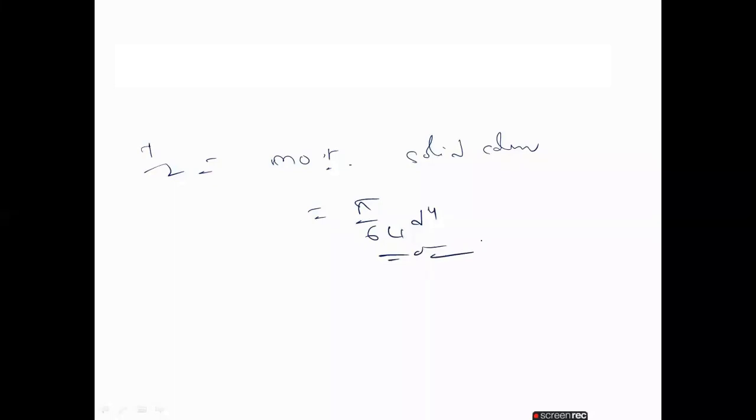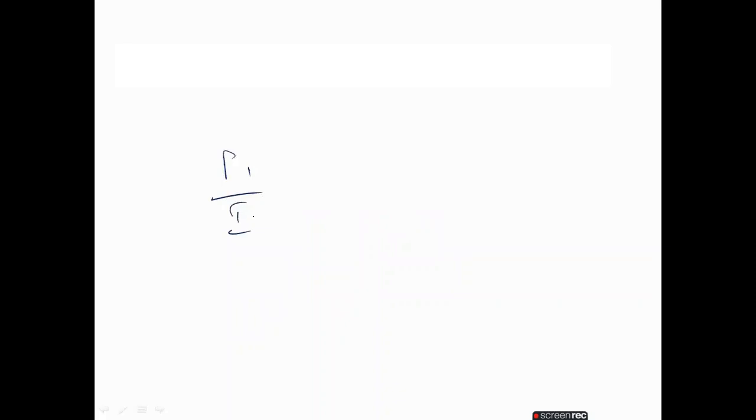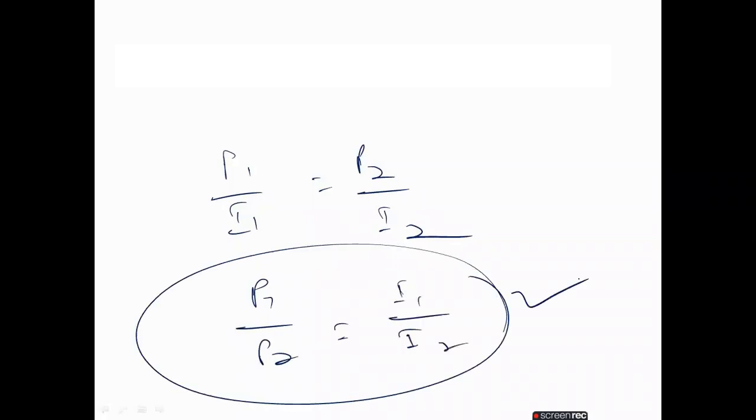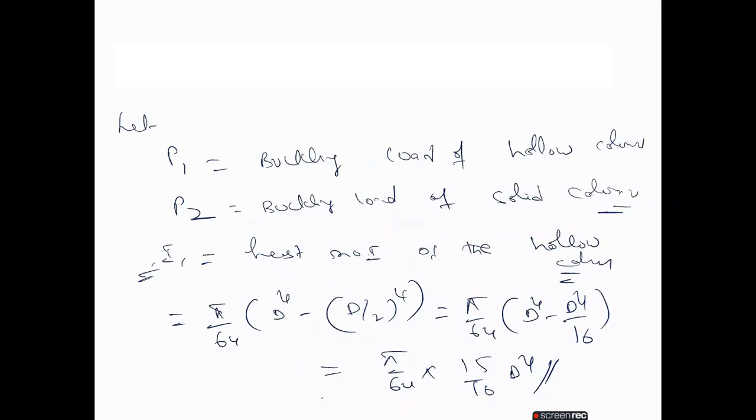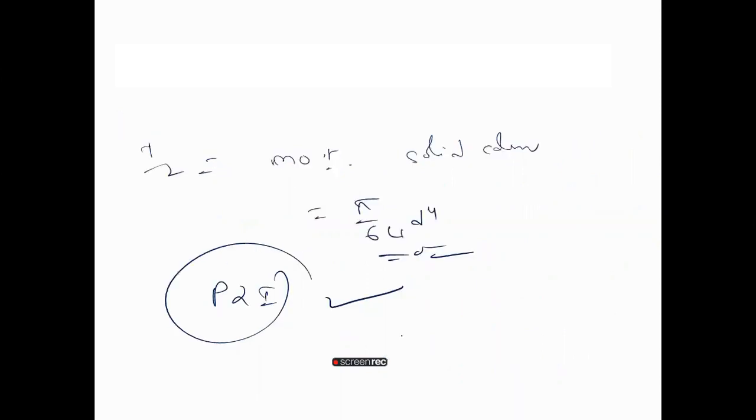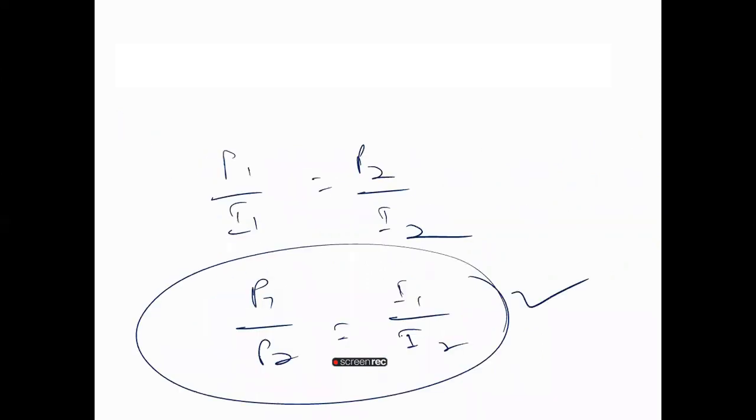From the above equations, we know P is proportional to I. So P1 by I1 equals P2 by I2, so P1 by P2 equals I1 by I2. Now we already calculated I1 and I2. I1 is pi by 64 into 15 by 16 D power 4, and I2 is pi by 64 small d power 4. Now substitute into this equation.